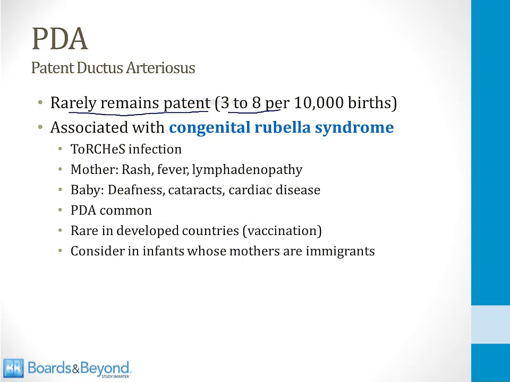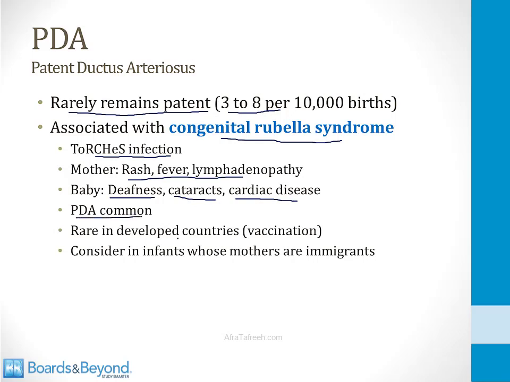And one high-yield thing to know about a PDA is that it is associated with the congenital rubella syndrome. Rubella is one of the TORCH infections that are dangerous during pregnancy. So if a mother is not vaccinated and she develops rubella infection while pregnant, she will develop rash, fever, and lymphadenopathy. Her baby, however, can develop the congenital rubella syndrome, which includes deafness, cataracts, and cardiac disease. And among the cardiac disease seen in babies born with the congenital rubella syndrome, PDAs are very common.